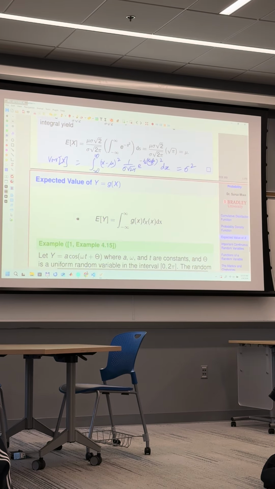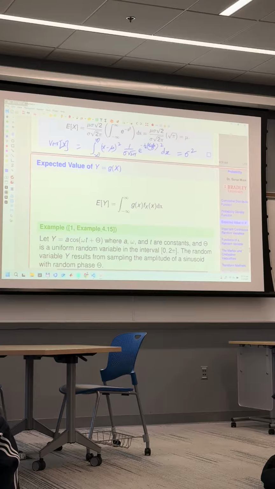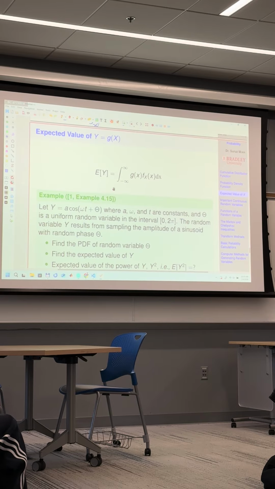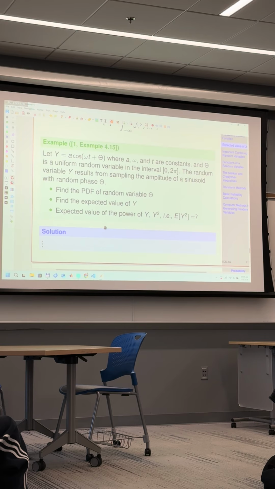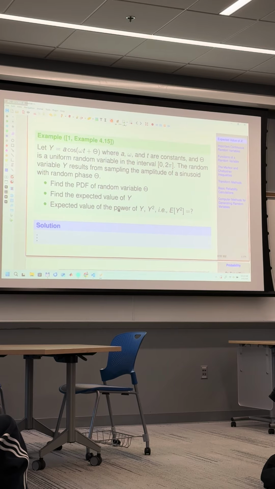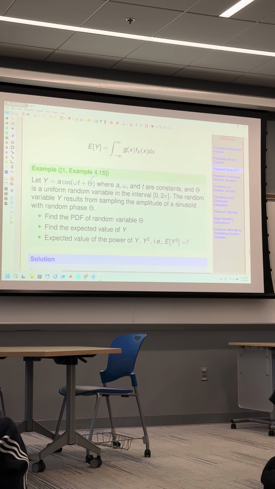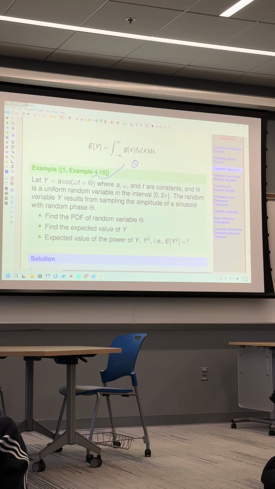So now, let's see how to utilize this expectation. We have an example here: expected value of a function of a random variable. We have seen this already. I'm just going to write down the solution. Look, here theta is a random variable that takes values uniformly. So it's a uniform random variable with parameters 0 to 1.